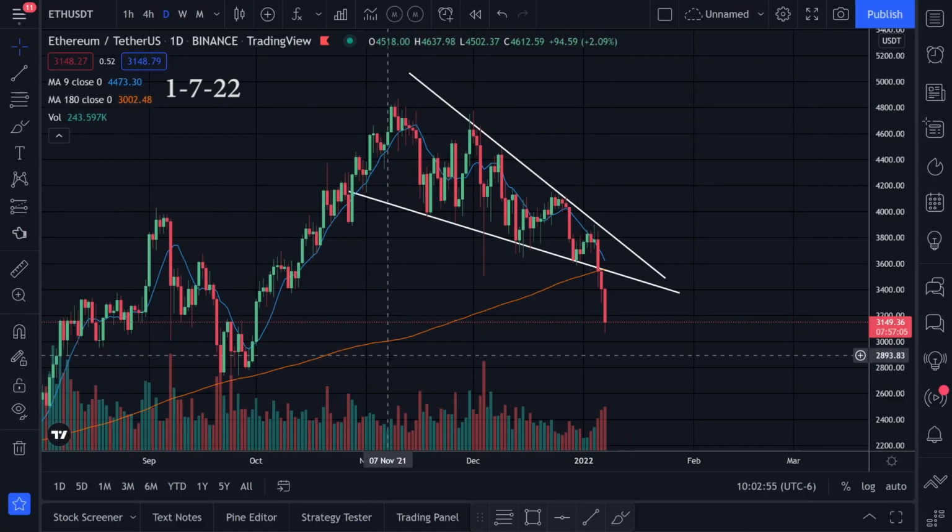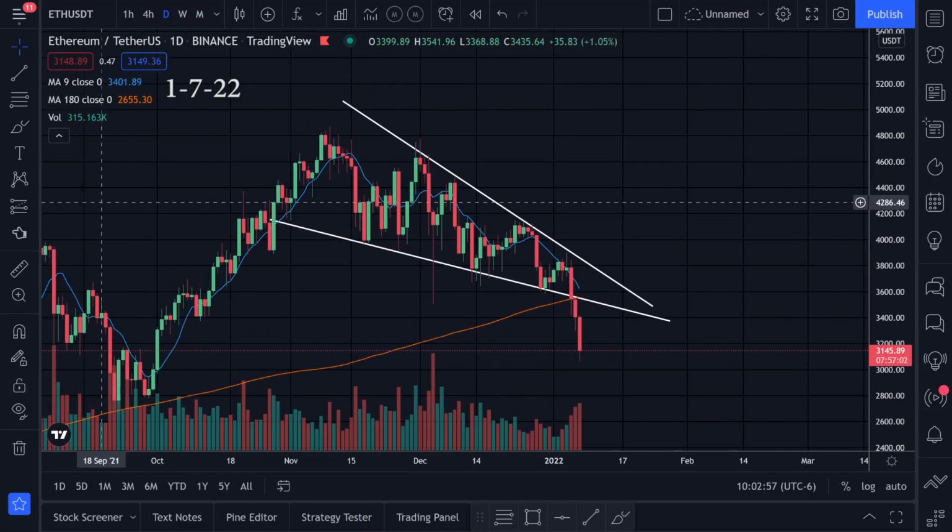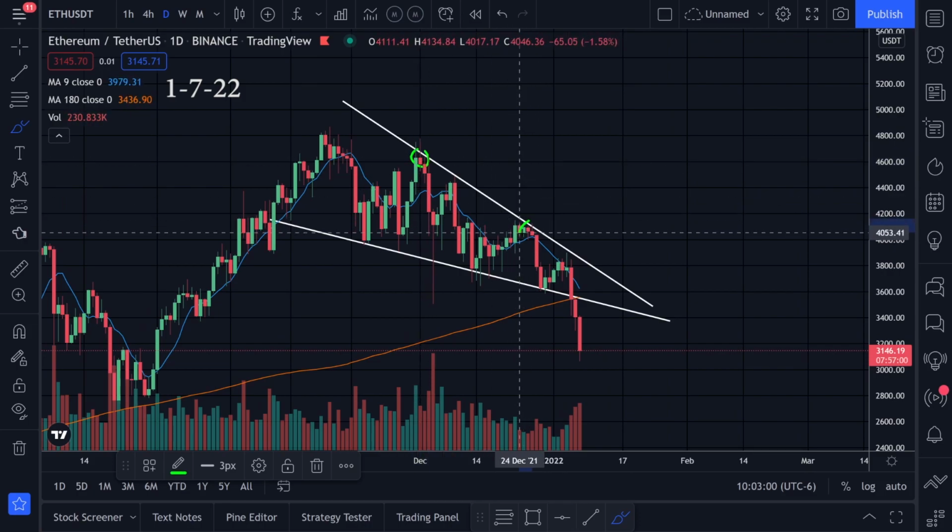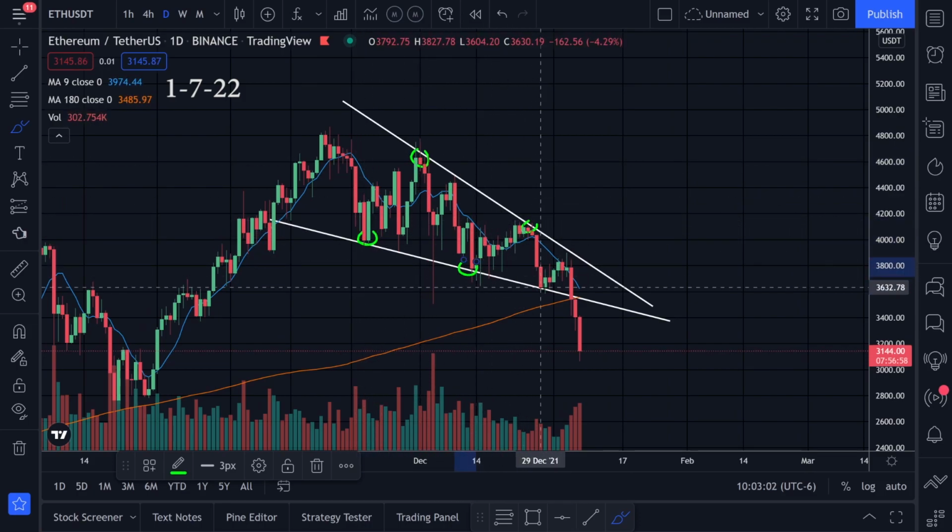Let's take a look at the chart for Ethereum. Okay, so here is what I'm looking at. We have resistance right here, resistance right here. We have support, support, support.